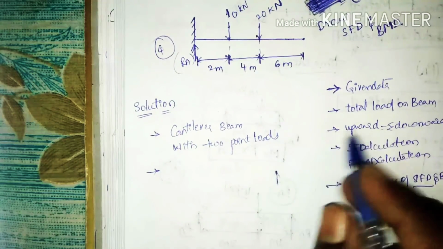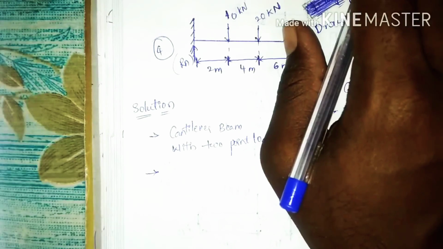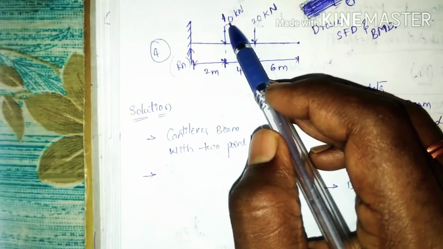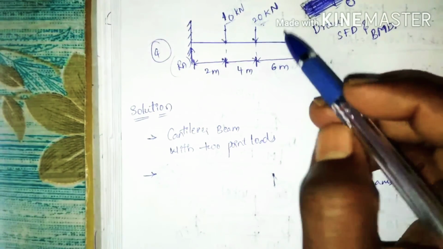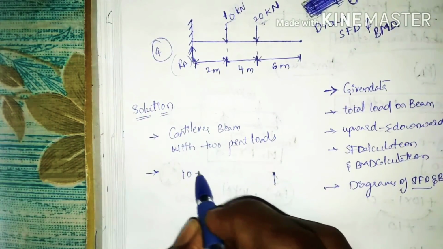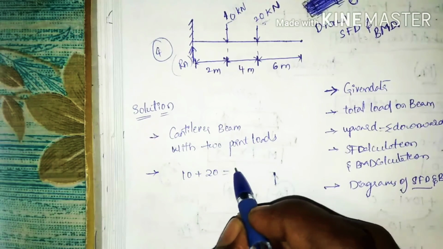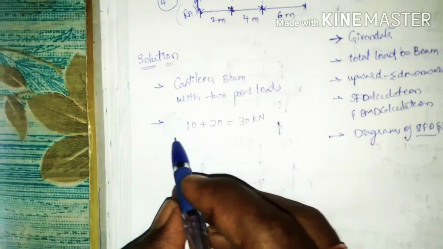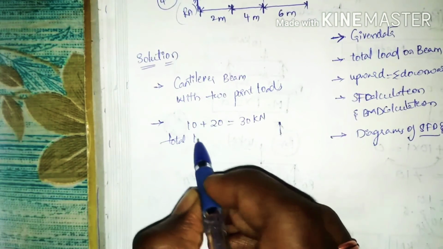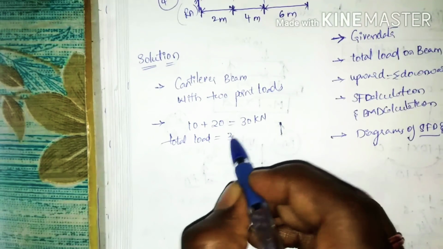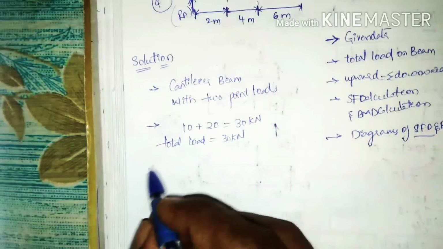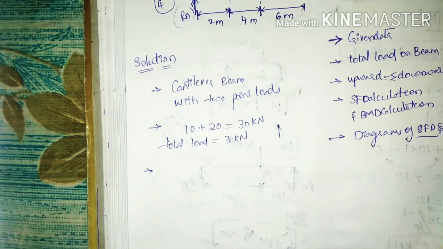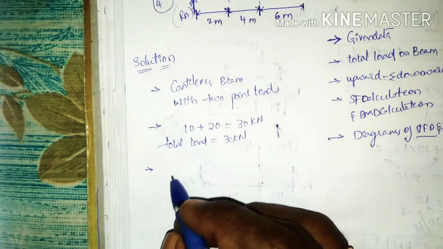Next, total load on beam. Total load on beam is equal to the summation of loads on the beam. Here we are having a 10 kN load and a 20 kN load. Here 10 plus 20 is equal to 30 kilonewtons. So total load on beam is 30 kilonewtons.